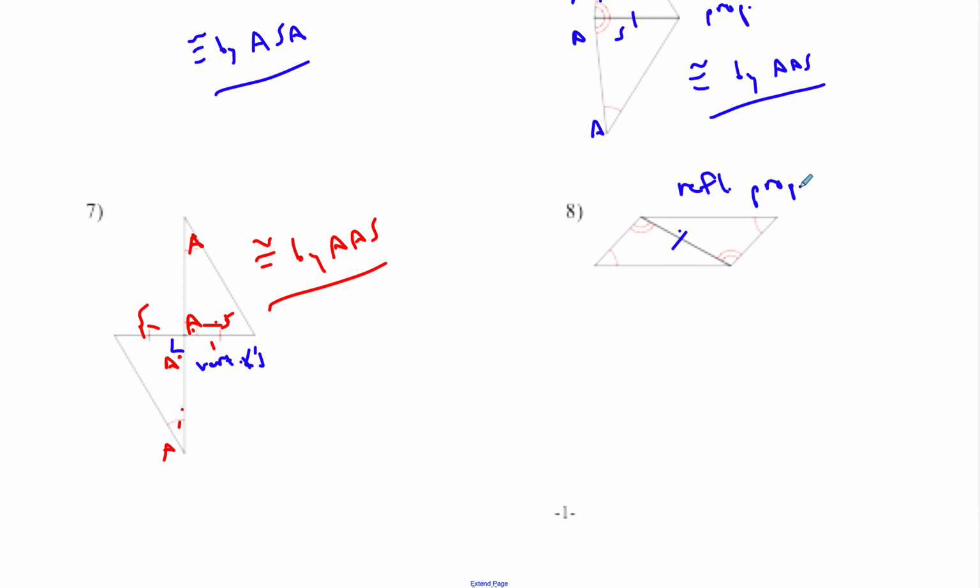Hopefully you're getting the hang of that. Reflexive property, vertical angles, right? Very important. Angle, angle, then the side, angle, angle, then the side. Next to the 2 arc, next to the 2 arc. Congruent by angle, angle, side.